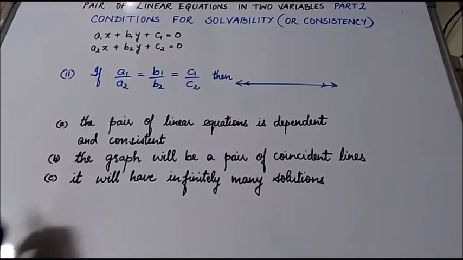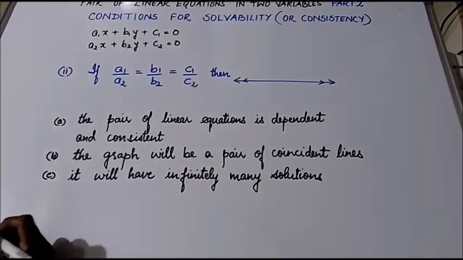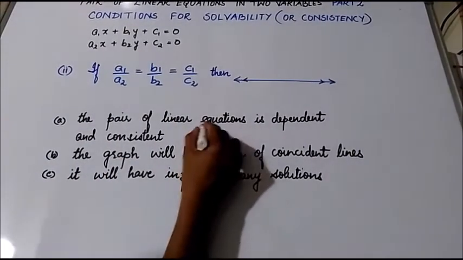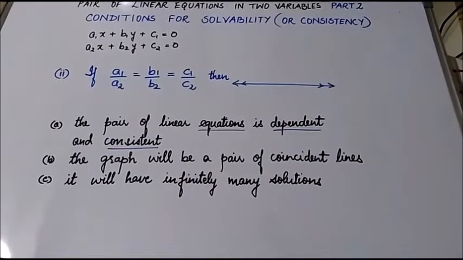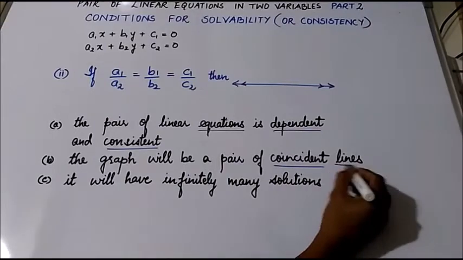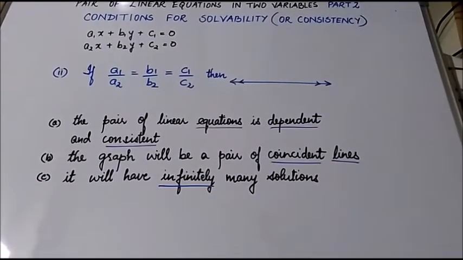In the second case, we see if a1 by a2 is equal to b1 by b2 is equal to c1 by c2, then the pair of linear equations is dependent and consistent. The graph will be a pair of coincident lines. And how many solutions will it have? It will have infinitely many solutions.